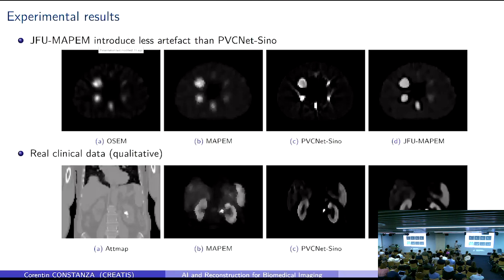And we also tested it on real clinical data, just as a qualitative example, because we don't have ground truth, so we can't calculate our metrics. And we seem to have plausible results. And so further work will be to assess this in a dosimetry pipeline to see if we improve the dosimetry pipeline.